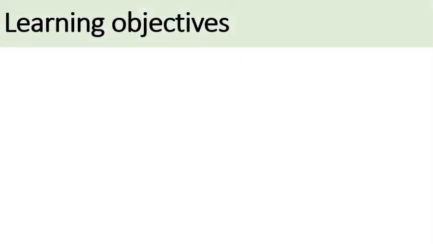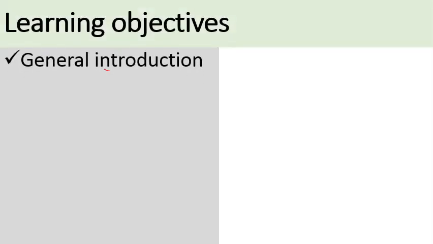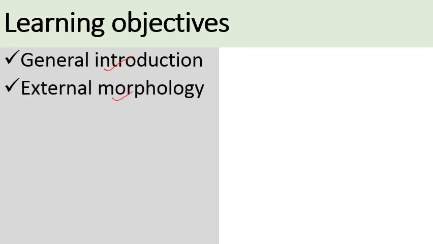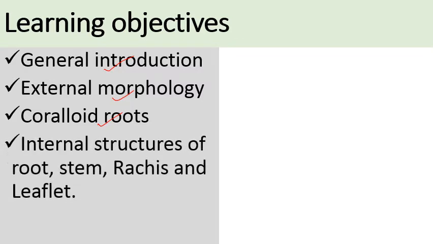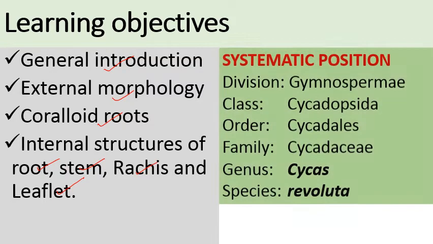Our today's learning objectives are: we will discuss its general introduction, then the external morphology of Cycas and especially coralloid roots. Then we will discuss the internal structures of root, stem, rachis and leaflet in today's discussion. Firstly, we will start with systematic position.